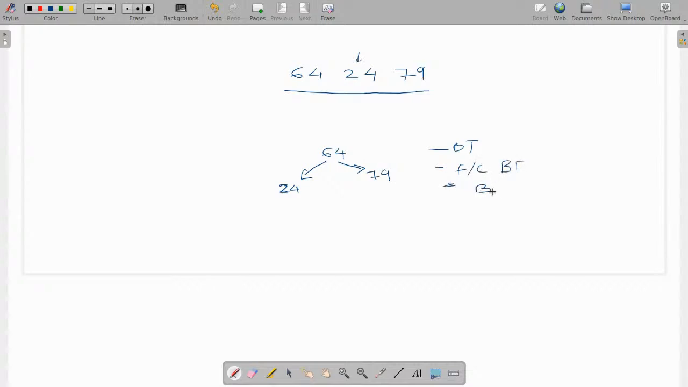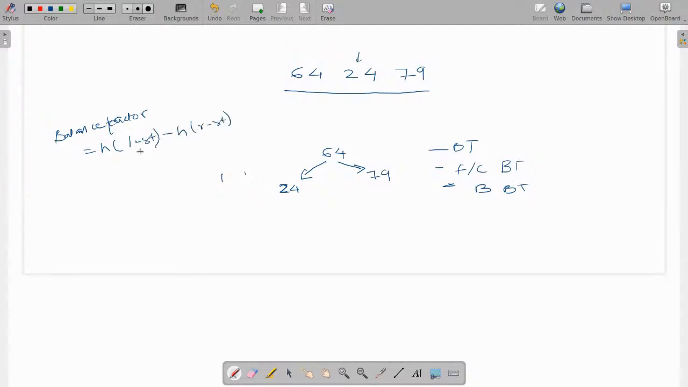This is also a balanced binary tree. Why is this a balanced binary tree? Because what is the height of the left subtree? It's 1. What's the height of the right subtree? It's also 1. So, balance factor. We already studied a concept named balance factor. So what was balance factor? Balance factor was nothing, just the height of the left subtree minus the height of the right subtree.